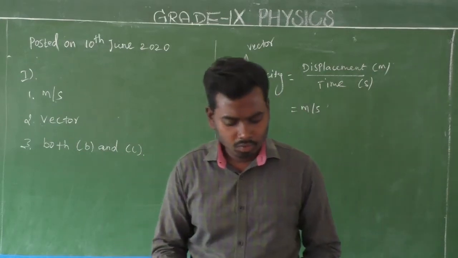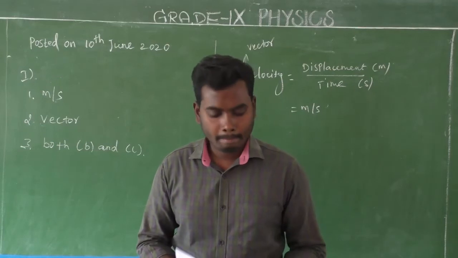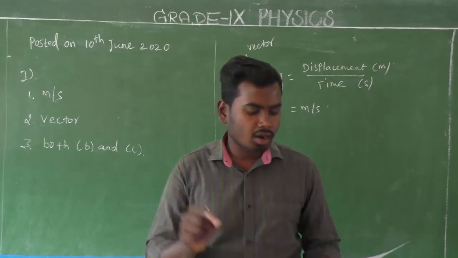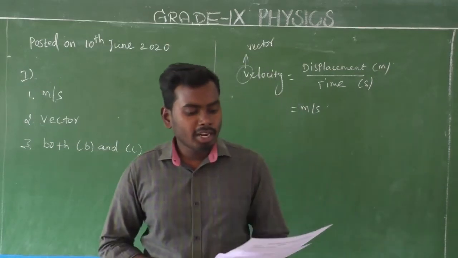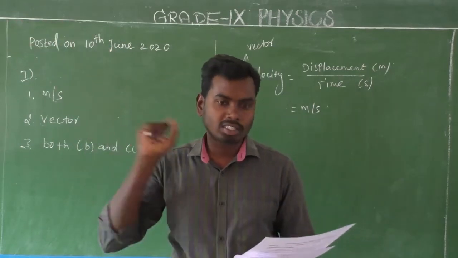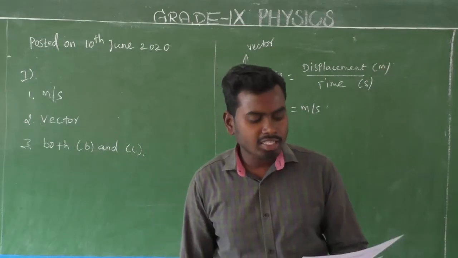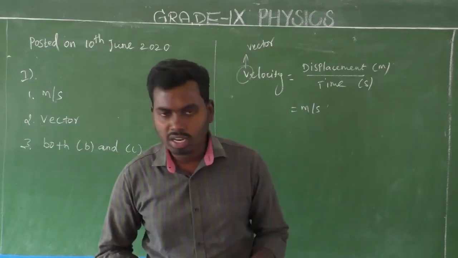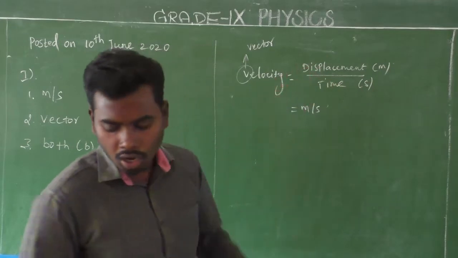Look at the fourth question. This is a 2 mark question. A train covers a distance of 150 kilometers in 4 hours towards west direction. Calculate the velocity of the train. I am going to write the question on the board. You look here.